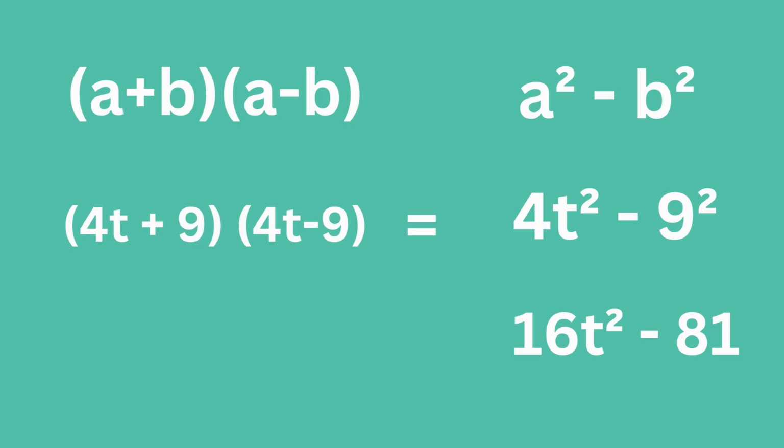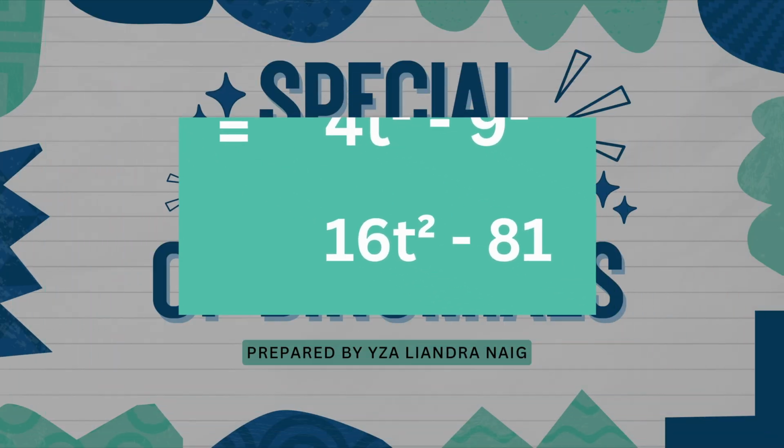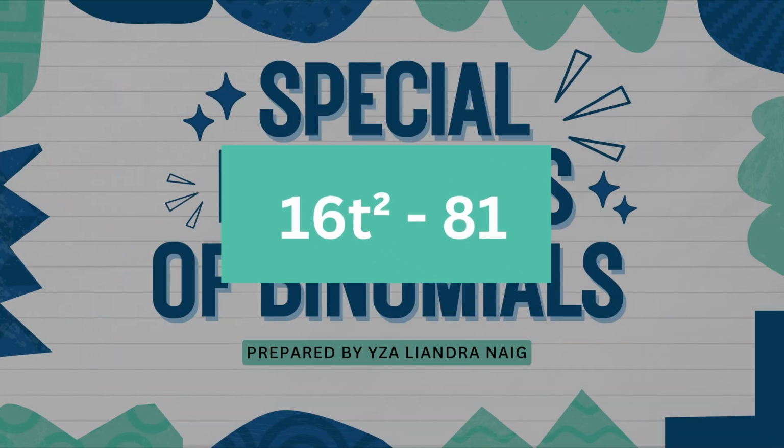You may write the pattern for a guide. Write down the expression and find A squared negative B squared. A represents the first term and B represents the second term. In this binomial, the first term is 4t and the second term is 9. A squared will be 4t squared and B squared will be negative 9 squared. Simplifying this, we will get 16t squared negative 81, which is your final answer.